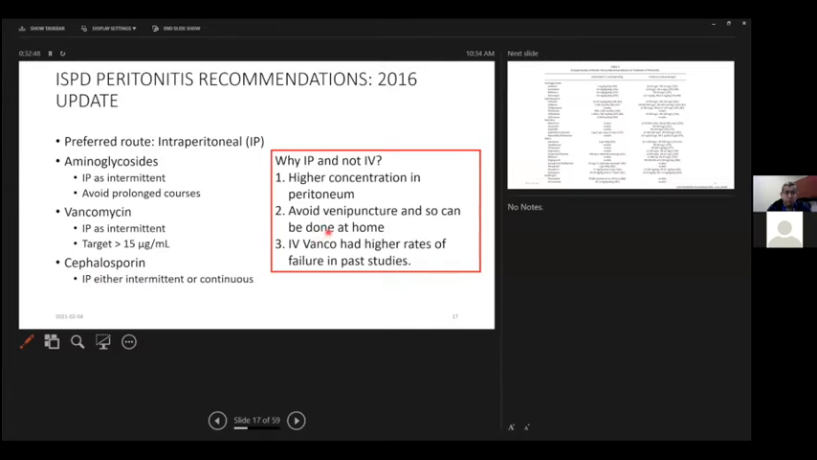The levels, as compared to IV, with IP are actually much higher, and they remain in there for 3 to 5 days, as compared to IV, in which you may have to do it every 2 or 3 days. Okay. And also IV vancomycin had higher rates of failure in past studies. That's why IP is preferred.